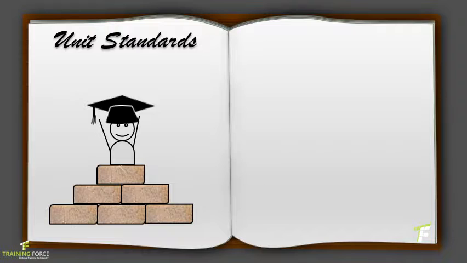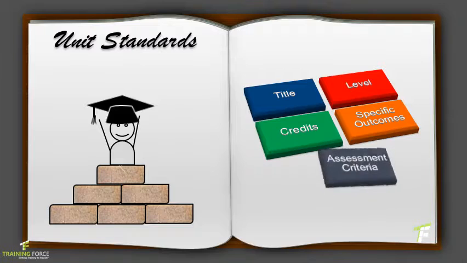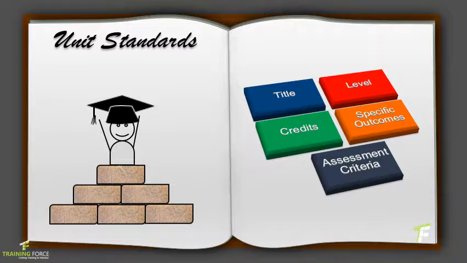Unit standards are made up of the following elements: title, level, credits, specific outcomes, and assessment criteria. To know how much learning time you need to achieve the qualification, the credits are multiplied by 10, which gives you the number of hours.